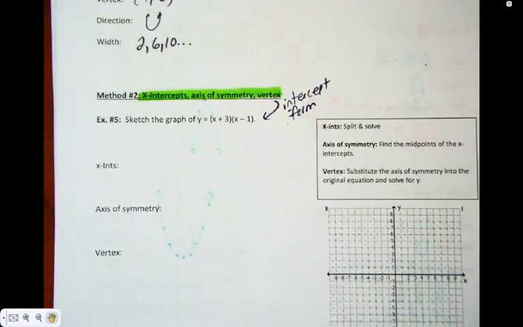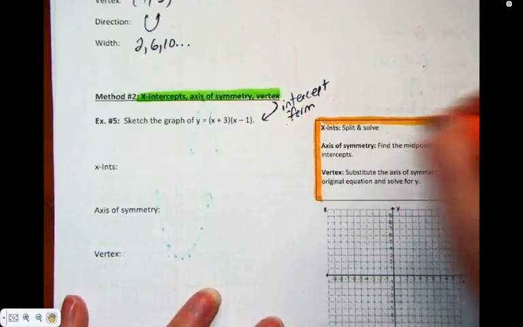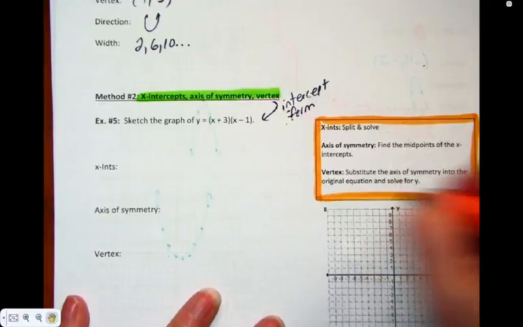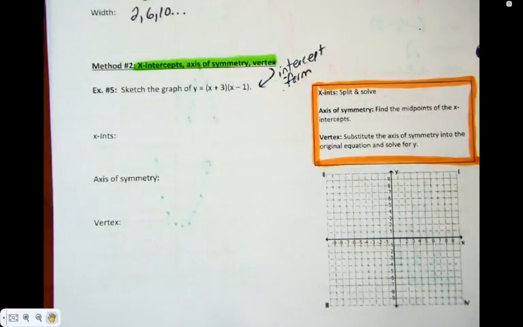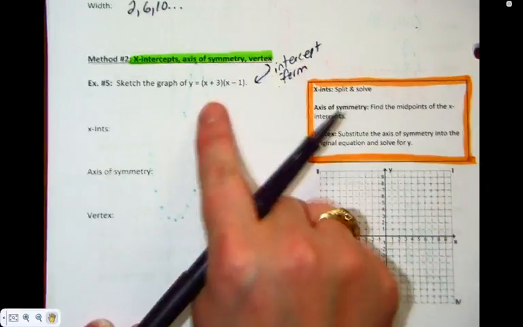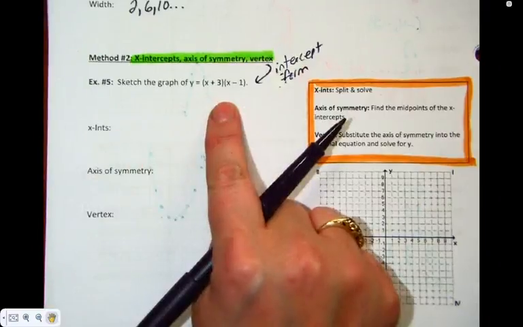And this one requires different information. We use the x-intercepts, the axis of symmetry, and then we use the axis of symmetry to find the vertex. How many ways are there to solve a quadratic? There are 4. What are the 4 methods? Factoring. Well, we're going to use factoring because this is already factored for us. That's why, to find the x-intercepts, we're just going to split and solve.